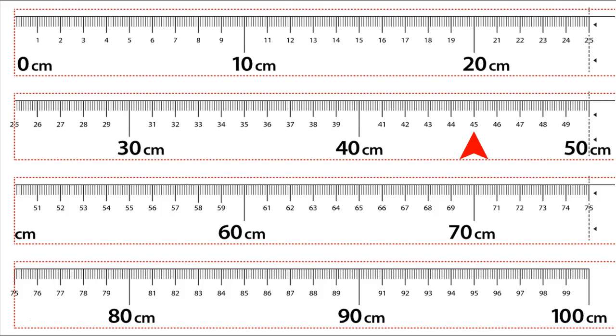All right, our next one is 45. What is 10 less than 45? Did you say 35? Good job. Okay, 10 less than 51. 10 less than 51 is 41. Okay, 10 less than 63. 10 less than 63 is 53. Okay, 10 less than 76. 10 less than 76 is 66.